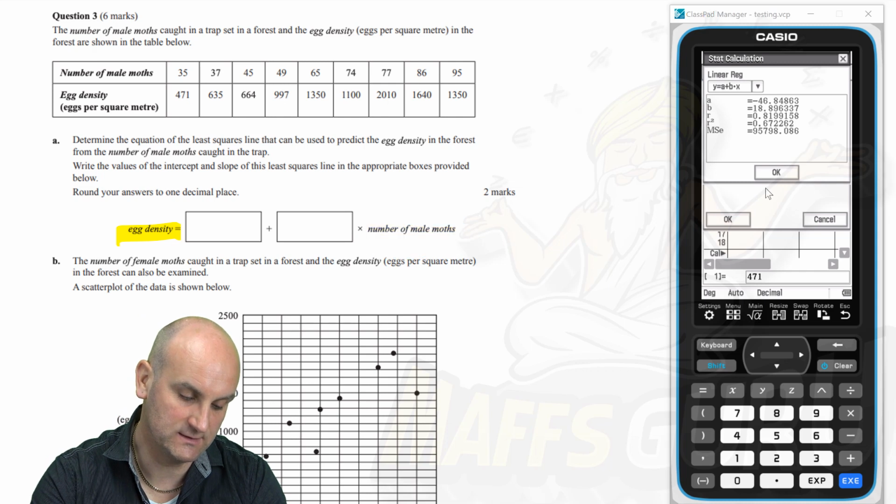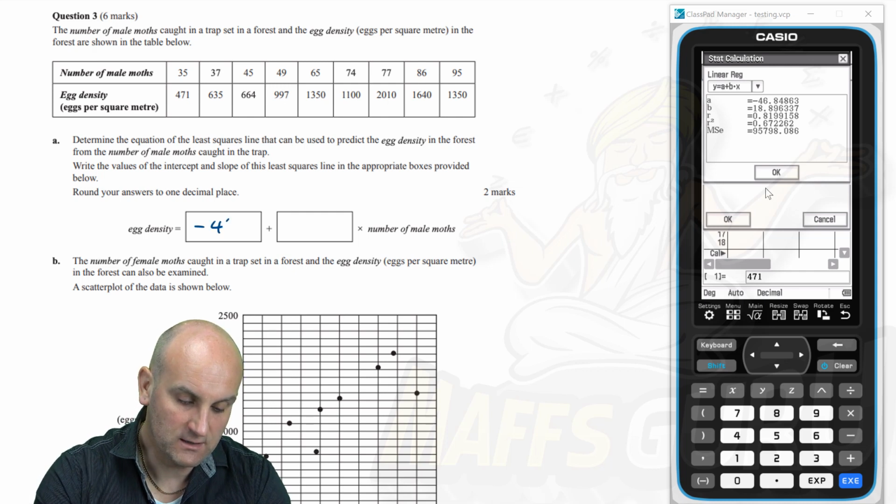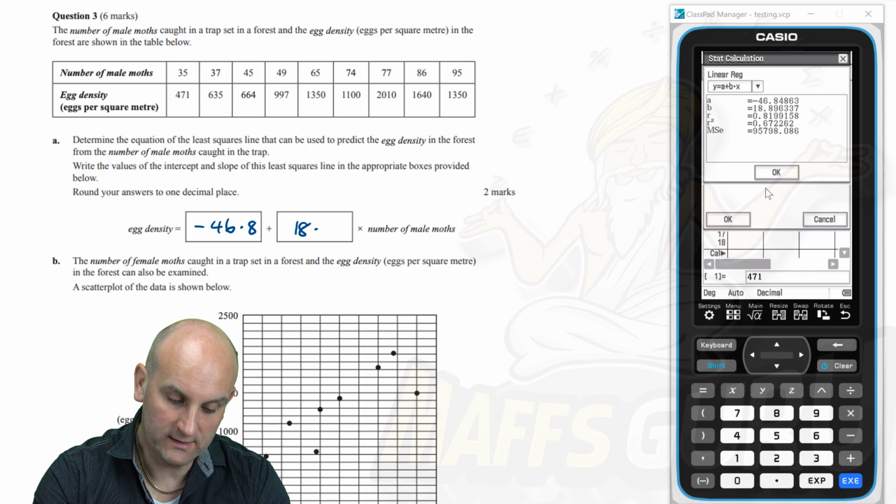So let's delete this if you would be so kind. Bring on my pen. And so my value of A, what does it want it rounded to, one decimal place in this situation? Minus 46.8, and multiply that by my value of B, which would be 18.9.